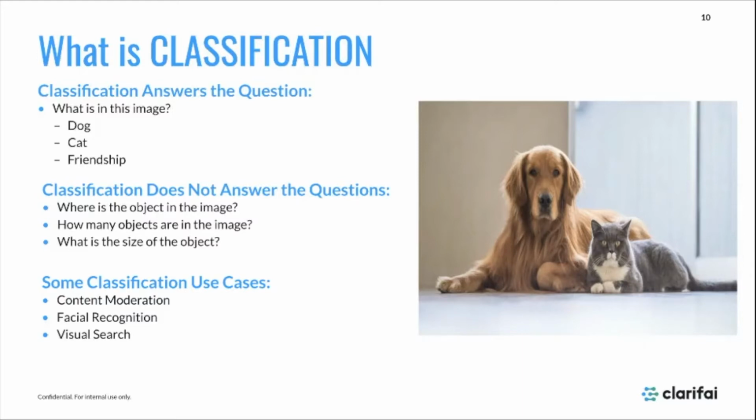Is there a dog in the picture? Is there a cat in the picture? So again, not how many dogs, not how many cats. And some of the use cases that classification is applied to are content moderation, like, is this entire message hate speech, or is this okay to publicize? Facial recognition: does this person exist in the photo, kind of like a celebrity recognition model, and visual search, again, grouping things together.